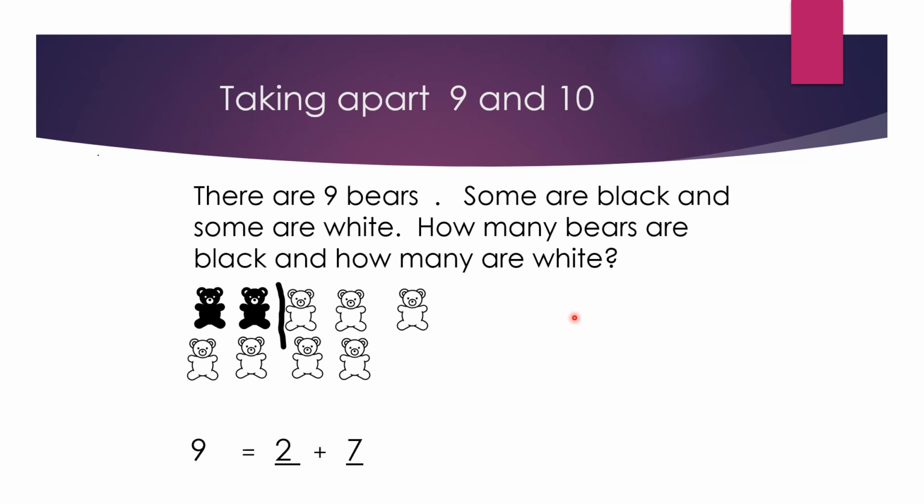We can easily take 9 and 10 apart by making sure that we write or draw our picture in a 5 group of 9 or 10 and use a magic line to show our 2 parts. What a great job you did, kindergarten. Now you're ready to move on to your assignment for today.